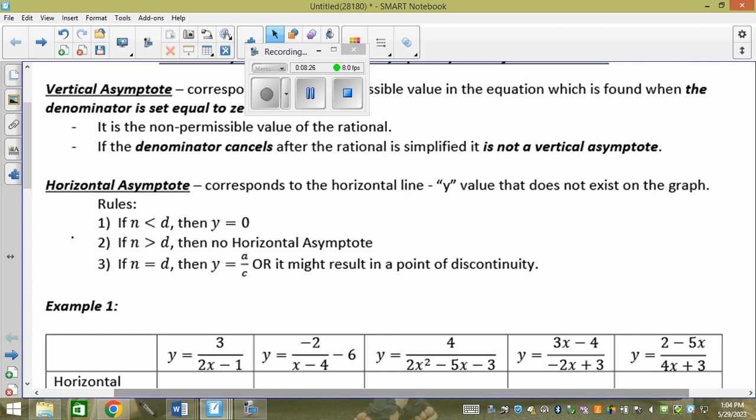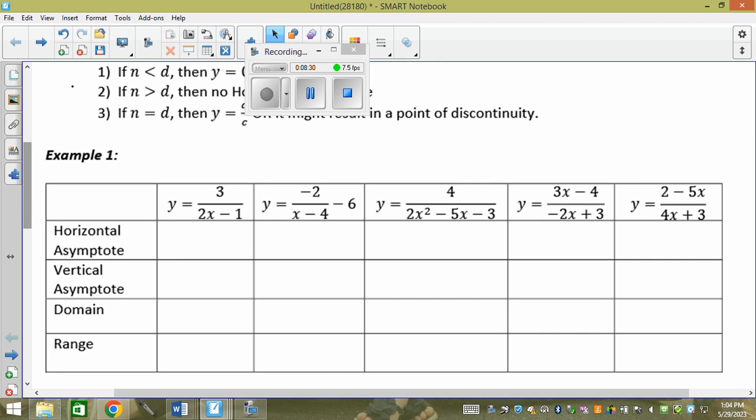Let's look at one that's simpler first. Let's look at this one here: -2 over x minus 4, minus 6. What would be our problem x that would cause our denominator to be 0? If x was 4, we would be in trouble, right?